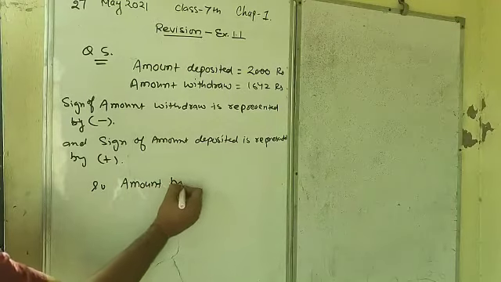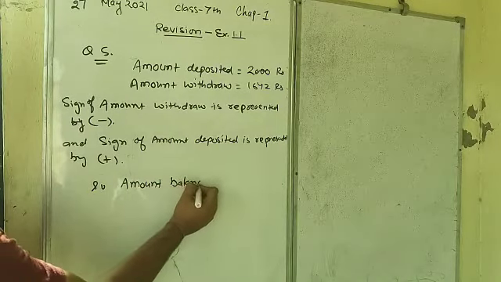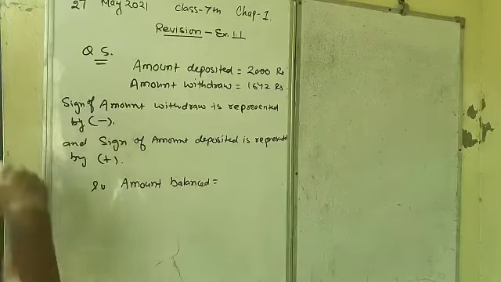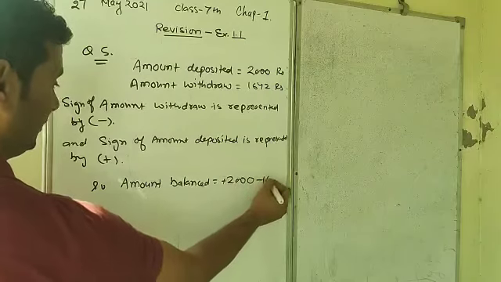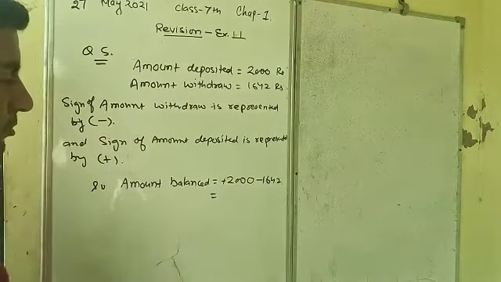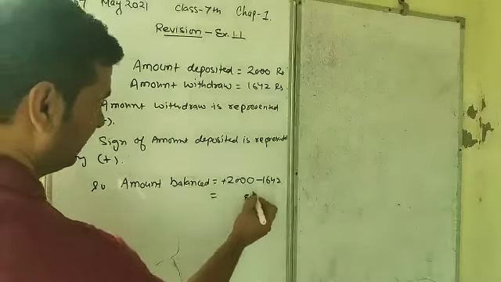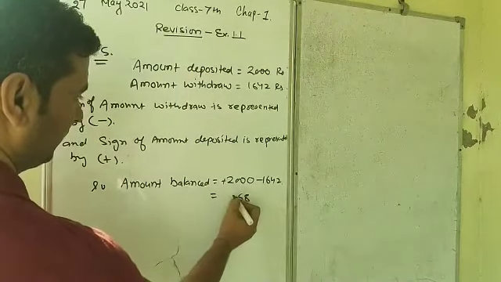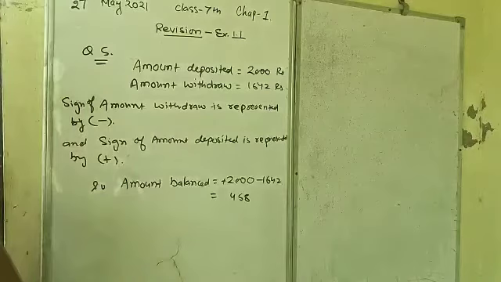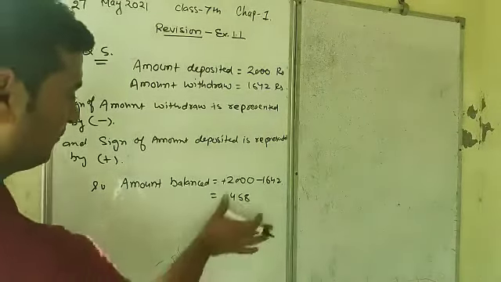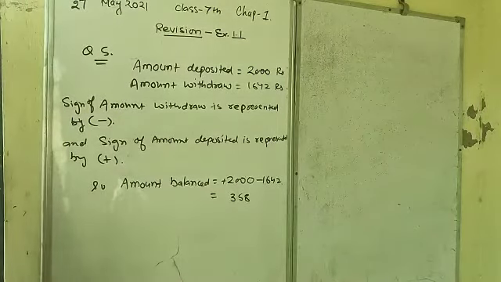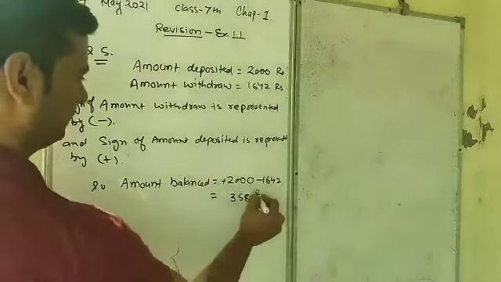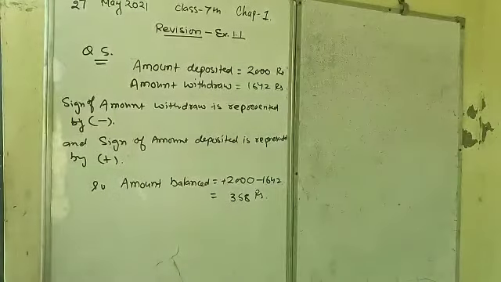amount balance left is equal to, अब हमारे पास 2000 प्लस का वैल्यू है एंड 1642 माइनस वैल्यू है, तो इसको सिंपलीफाई करेंगे, what we get, 358 rupees. Okay, now this is your question number 5.